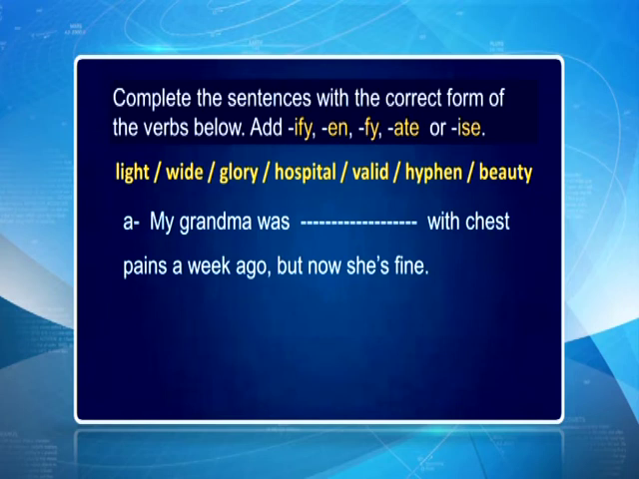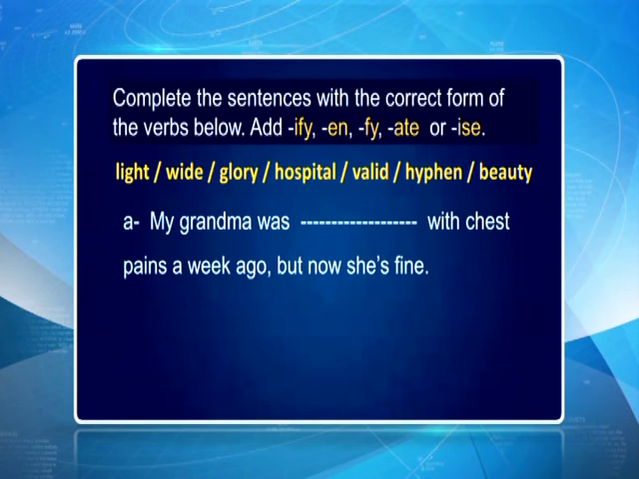Here, the sentence talks about pain, about grandma. So it should be something related to what? Light, widen, glory, hospital, valid, hyphen, or beauty. Of course, it should be related to hospital. And which suffix goes with hospital? Ify, en, ate, or ize. So someone who goes to hospital, we say that he is hospitalized. Excellent.